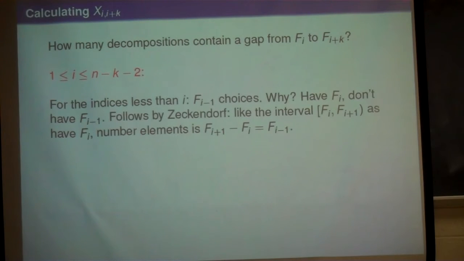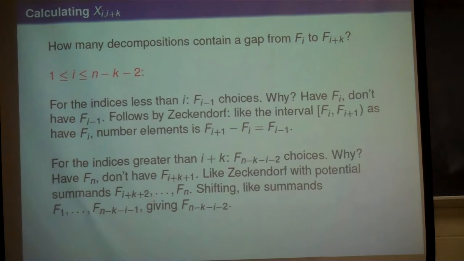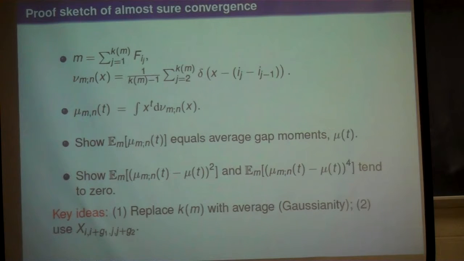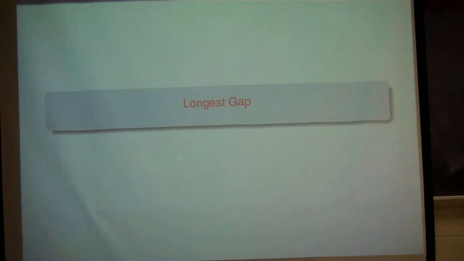I'm just going to skim through this because I don't have that much time. But we do some combinatorics and count how many gaps there can be, and eventually we get to a point where it becomes advantageous to use the longest gap to replace the number of summands by the average, and we can do that using normality, and that's essentially how you get that sort of result.